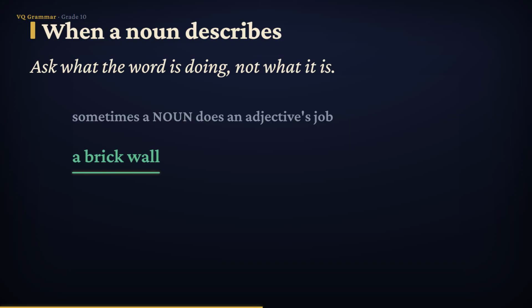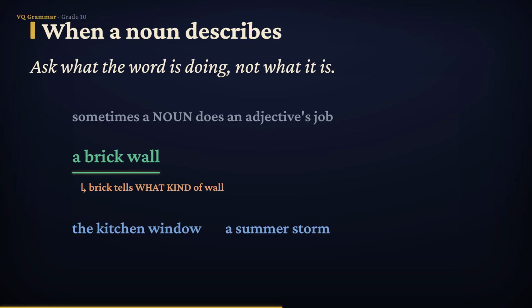Look at a brick wall. Brick is normally a noun, a solid thing you can hold in your hand. But here it isn't naming anything. It is telling you what sort of wall you're looking at. So in this phrase, brick is working as an adjective. The same goes for the kitchen window and a summer storm.